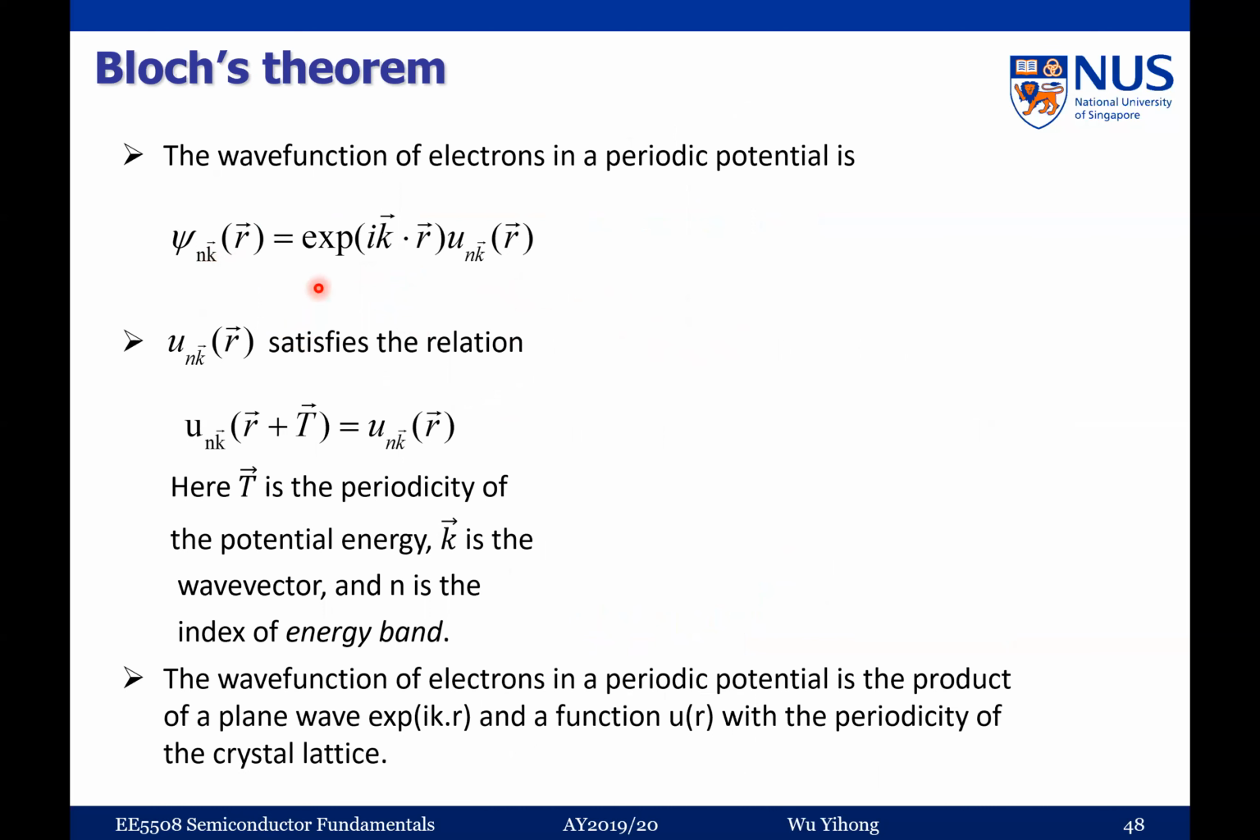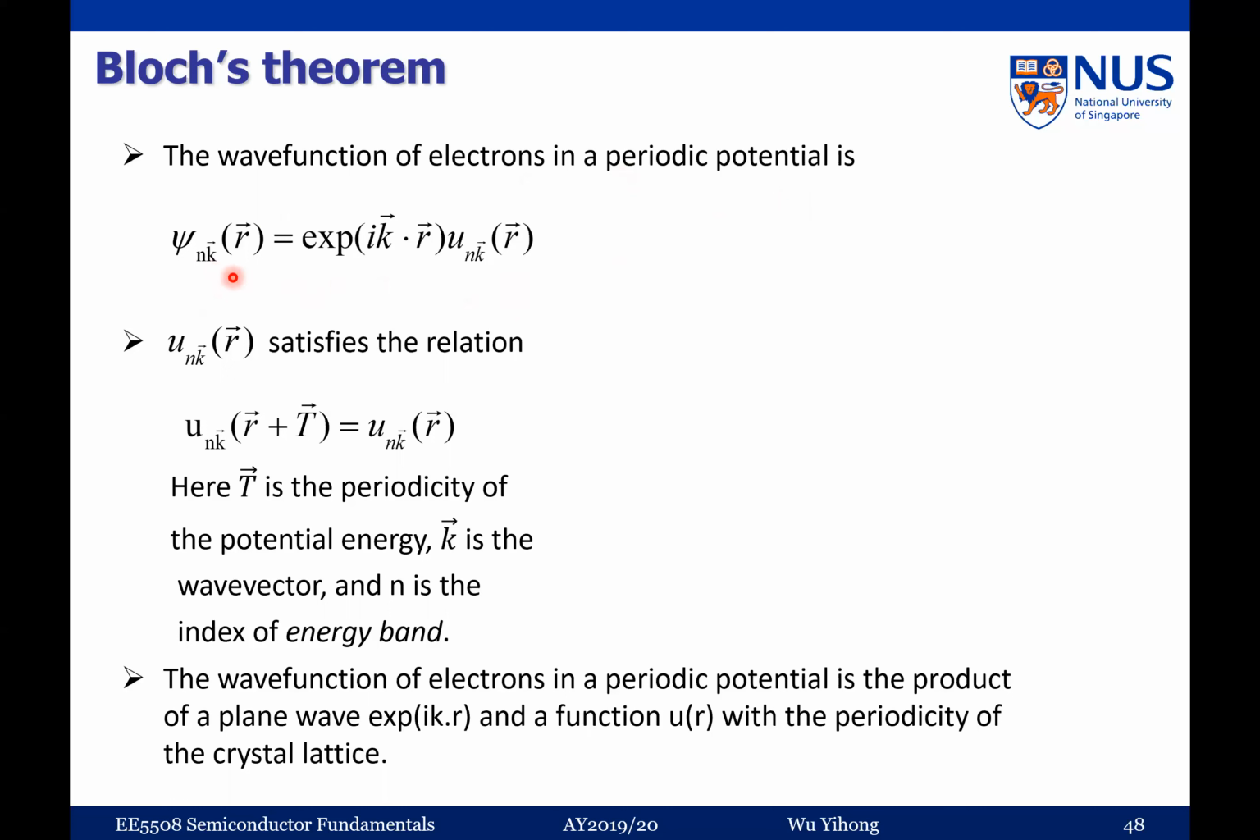Remember, all along we have talked about the E-K dispersion, right? For example, in a quantum well, when we talk about the E-K dispersion, we have different mini energy bands, right? And for each band, you have an E-K dispersion. For this real crystal, it's the same. We have different energy bands, and for each band, we have an E-K dispersion, all right?